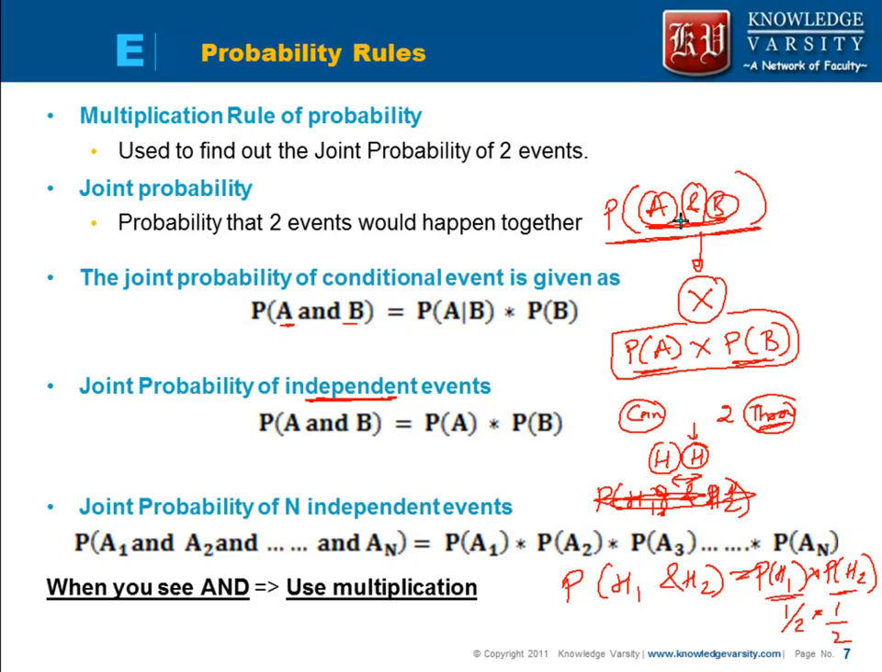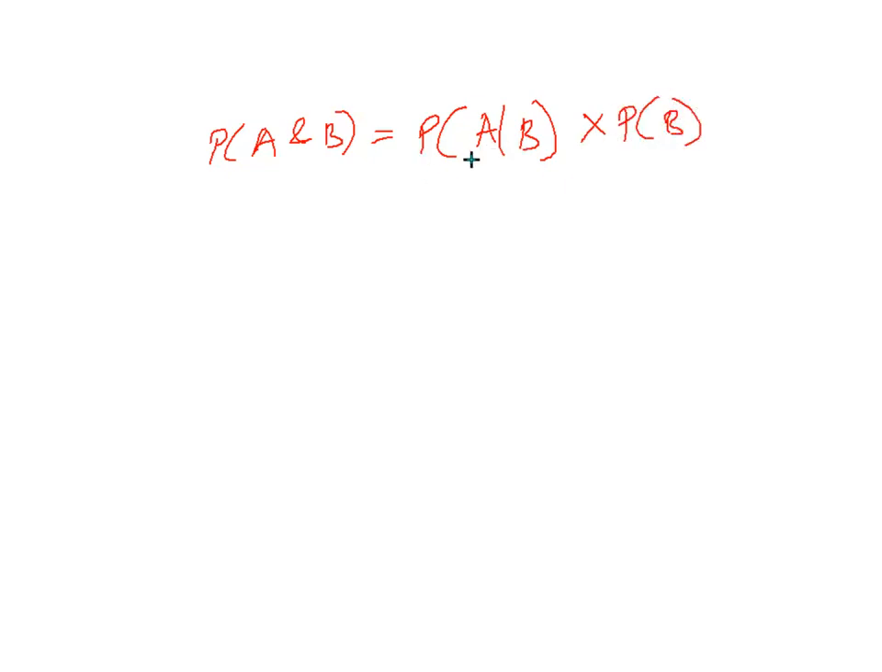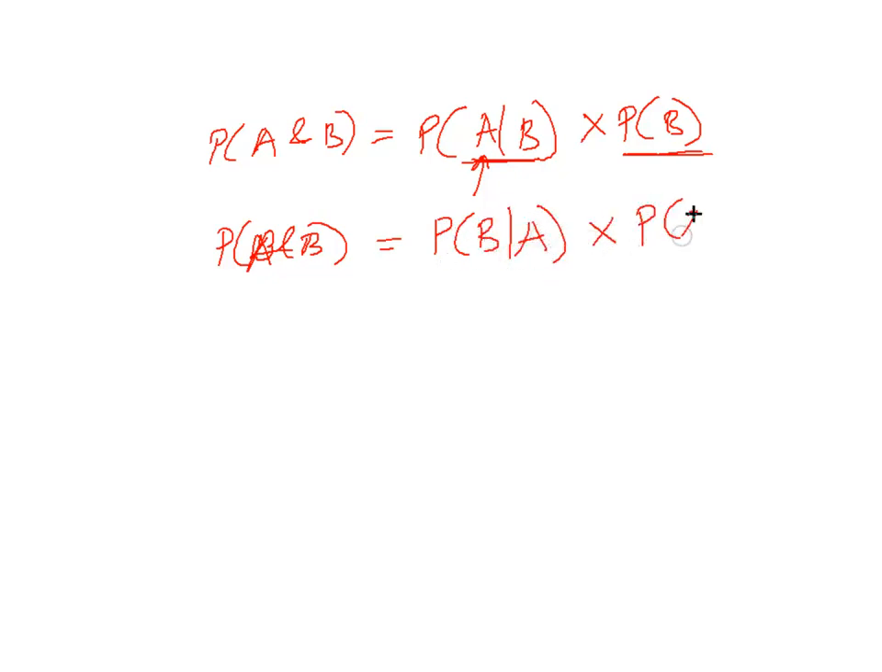Now what if A and B are not independent events, if they are dependent events, or conditional events? If A is dependent on B, then it can be written as probability of A given B into probability of B. Note that A is dependent on B, so we say probability of A given B into the unconditional probability of B. When B is dependent on A, we say B given A into probability of A.